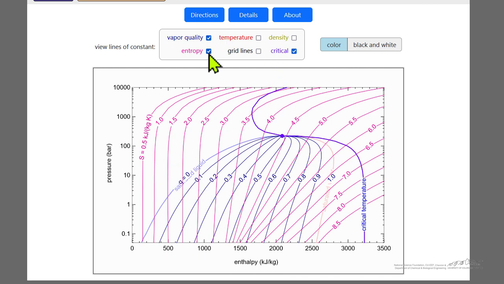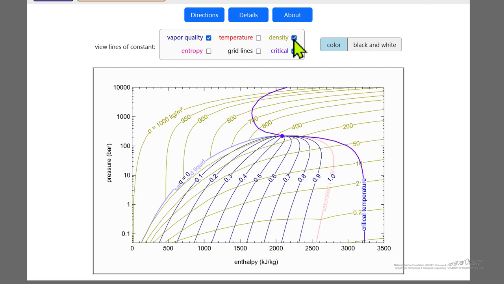You can also look at constant density lines. And of course, as we change, for example, at low density here, as we change the enthalpy, we're changing pressure and we're changing temperature. And then at the higher conditions, things can get more complicated in how density depends on pressure and temperature.